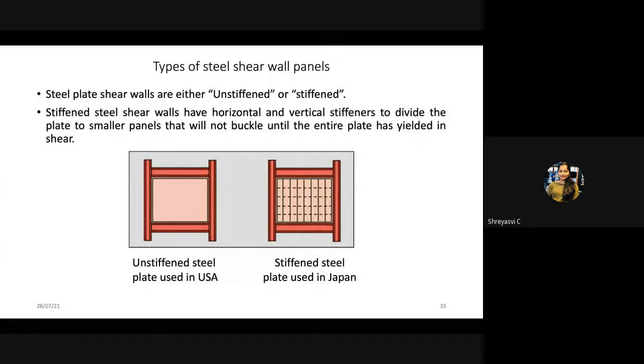Another type is steel shear wall panels. These are used differently. They have unstiffened plates and stiffened plates. In the USA, they mostly use unstiffened steel plate, and in Japan, they use a stiffened steel plate. If we are using a stiffened steel plate, you give horizontal and vertical stiffeners, which divide the entire wall panel into small individual panels. Whenever these wall panels become small, the tendency to buckle is reduced. So that is one of the advantages of a stiffened panel.